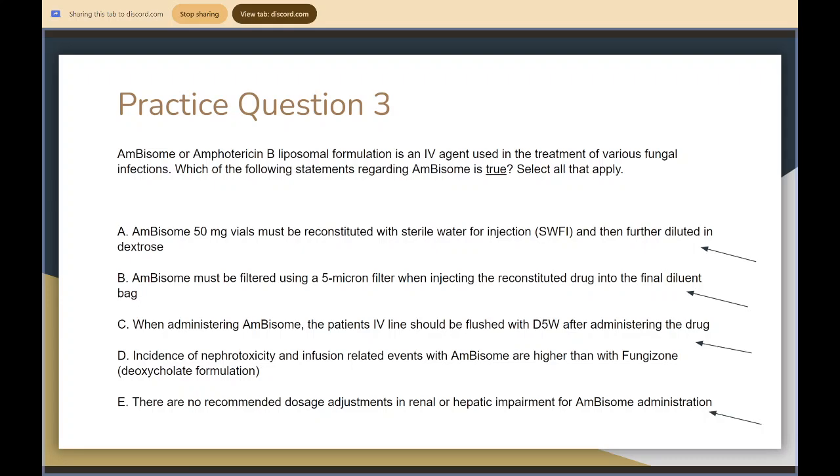All right, any questions or concerns? Can anyone tell me the mechanism of action of amphotericin B? Put it into the chat. What is the mechanism of action of amphotericin B? How does it exert its antifungal effects? All right, well, I'll give everyone a chance to answer.